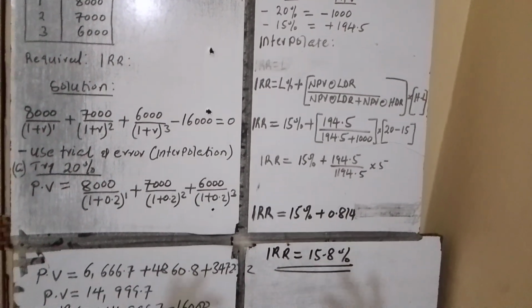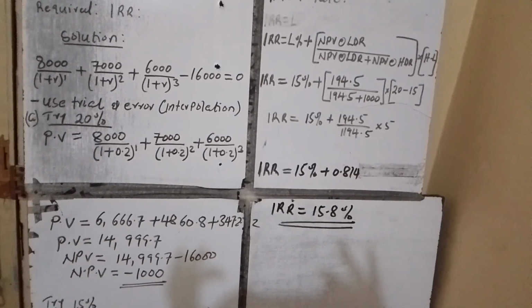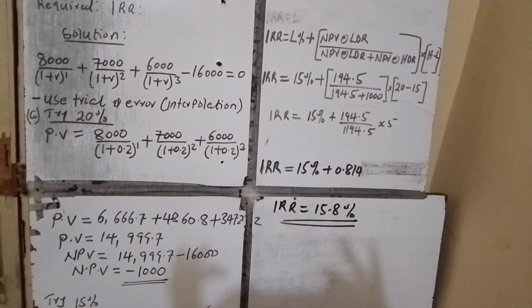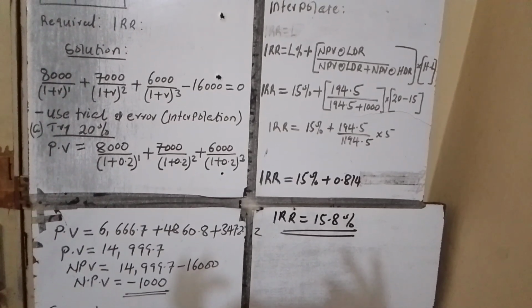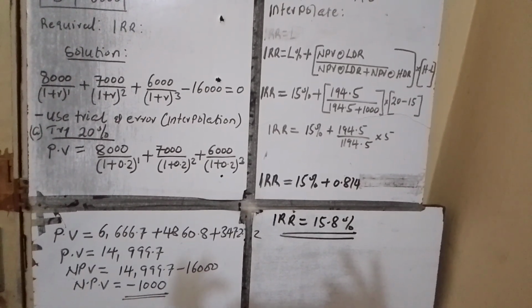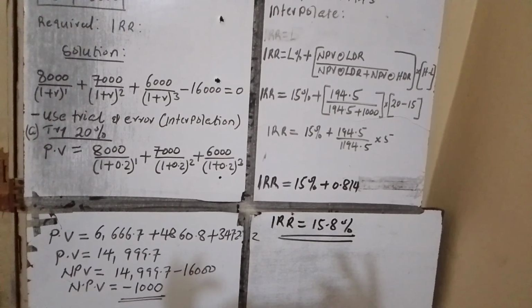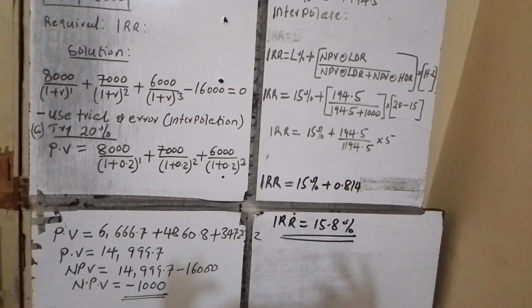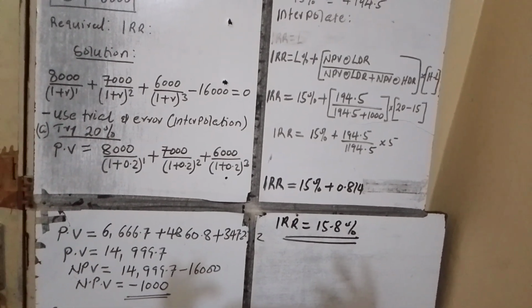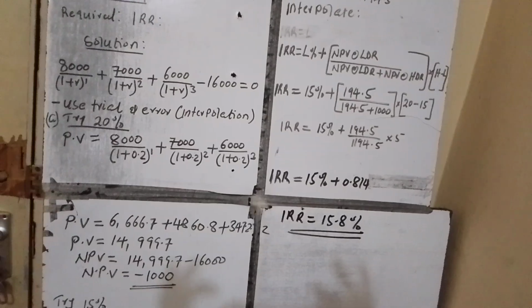So my 20% gives me a present value of 14,000. It's almost 15,000. You can see the 15,000 is less than 16,000. So if 20% gives me 14,999.7, which is less than the 16,000, then the next percentage I take should be lower than 20%.